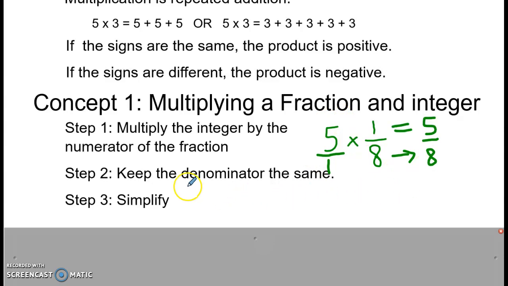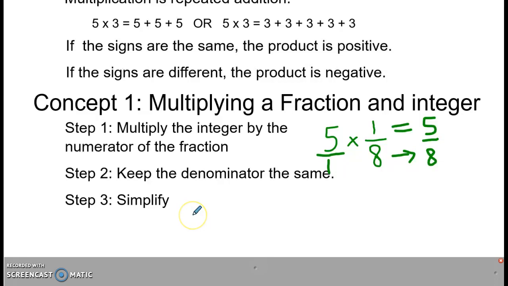And if you need to, you're always going to simplify. Okay? In our case, we have a prime number for our numerator. So the numerator and the denominator only share 1 as a factor. So we know that this is a simplified fraction. And we're done with that problem.